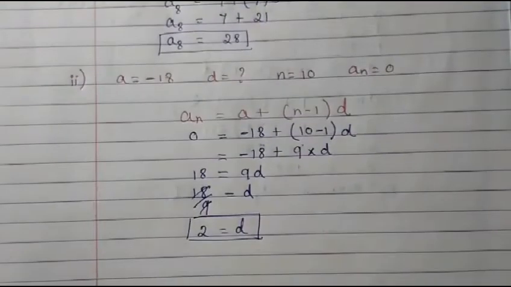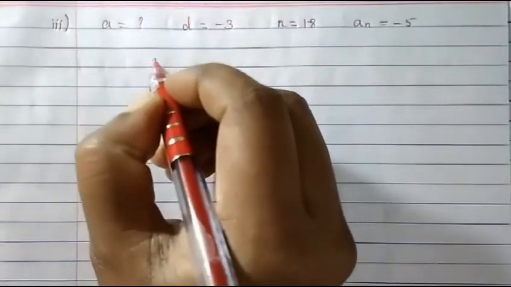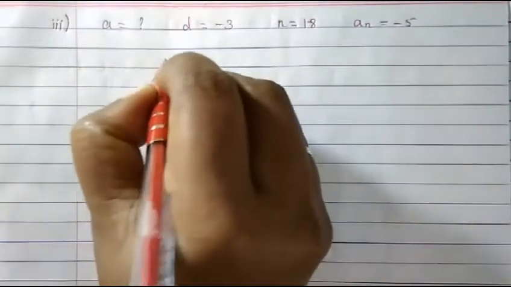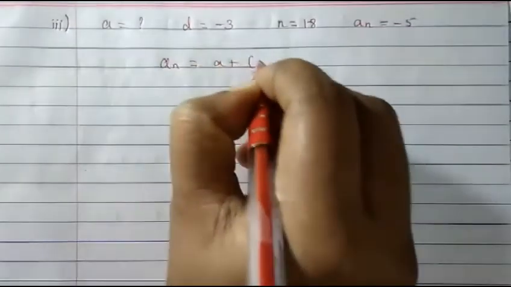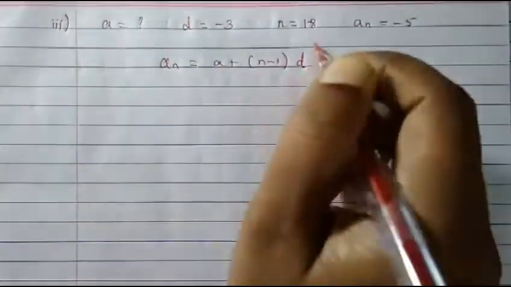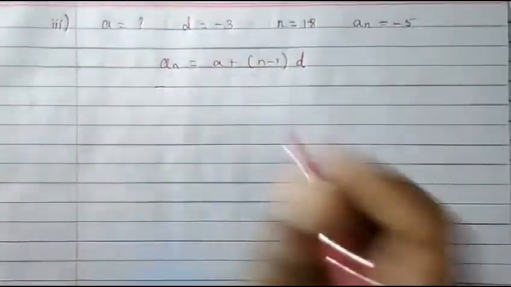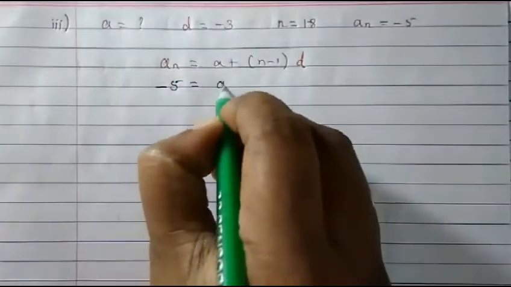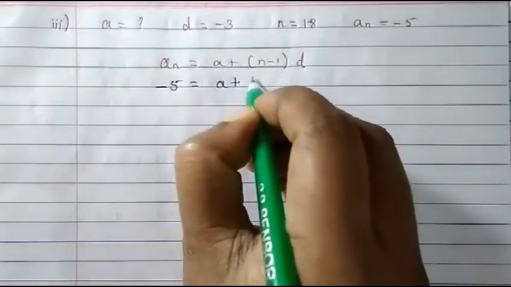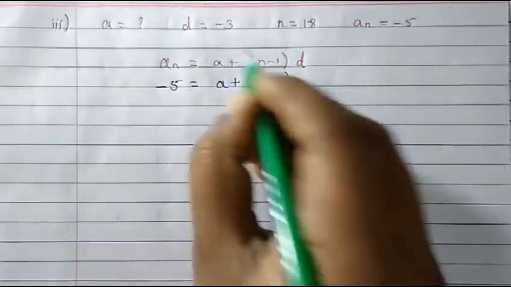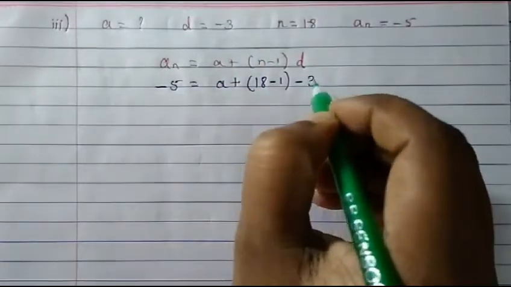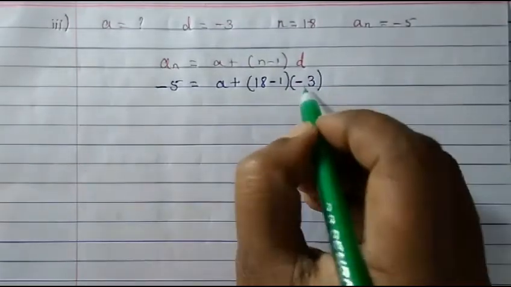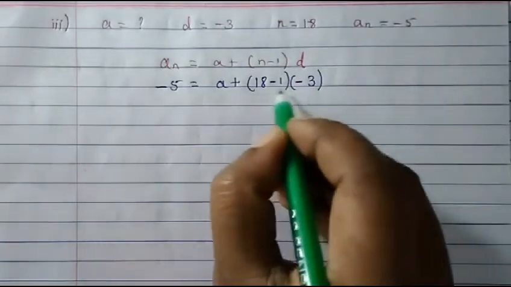Now let's see the third sum. The third sum is there, and we have to find out A value. Let's write down the formula now. It is AN equal to A plus N minus 1 D. AN is minus 5. A value we don't know. N is 18, so N minus 1 is 18 minus 1. D is minus 3. This is in minus, so let us put it in brackets because it is in multiplication.